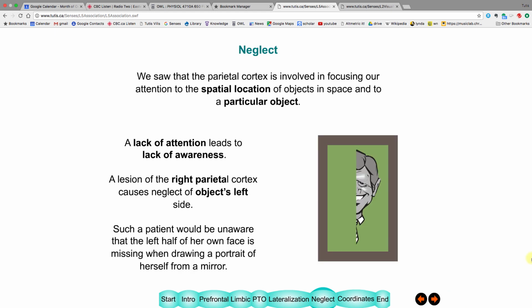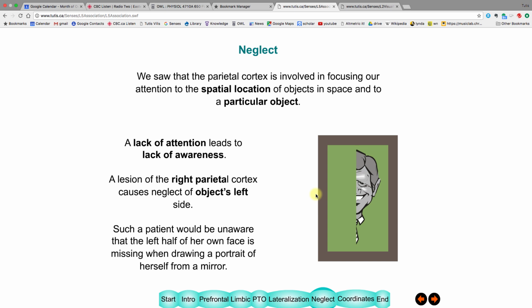Now, the opposite of attention is neglect. If you lack attention, you lack awareness of things. So people with right-sided parietal lesions neglect objects on their left, so on the left visual field. And it's the left visual field of the object. So in this case, the object is this face. So the cortex draws a frame, you can think of, around the object, and whatever is on the left of this frame is not visible.